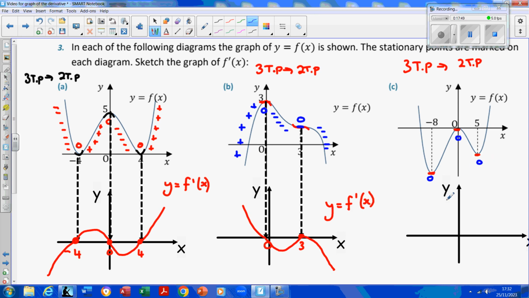So drop those lines down onto your x-axis. So that goes down onto there, that one goes down onto there, and that one goes down onto there. We'll put in the x numbers. So the x values there, that was -8. That one there is 0, and that one is 5.